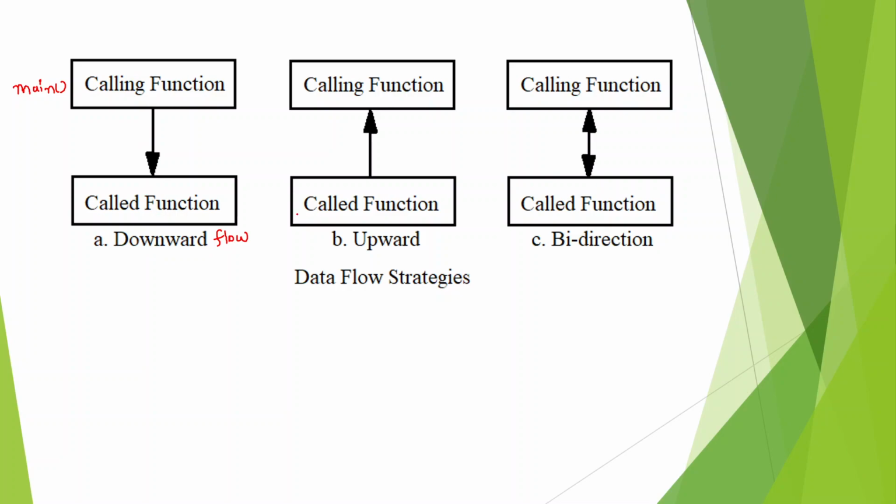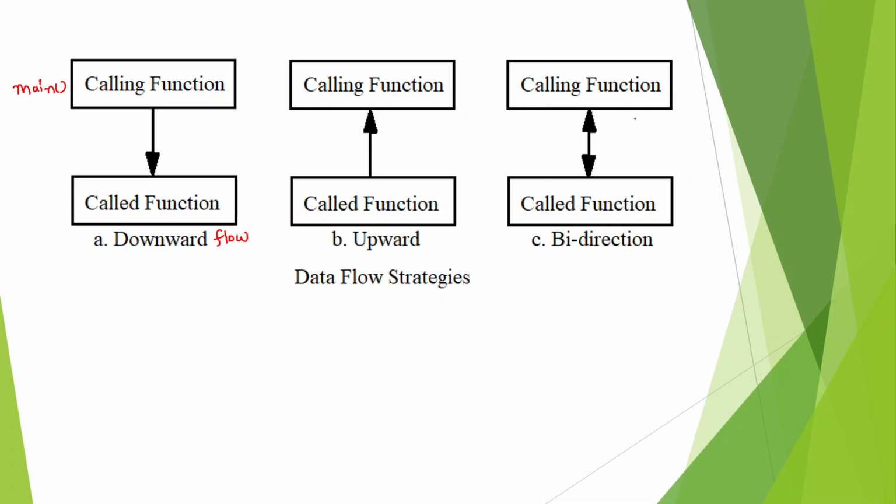Next is upward. Upward in the sense the parameter list will be void, because the calling function is not passing anything downward, but we receive something from the upward direction. The calling function doesn't pass anything to the called function, but the called function returns something to the calling function, something which is more than one value. Using the return keyword we can pass at most only one value. If you want to pass more than one value, what is our strategy? That strategy is upward communication.